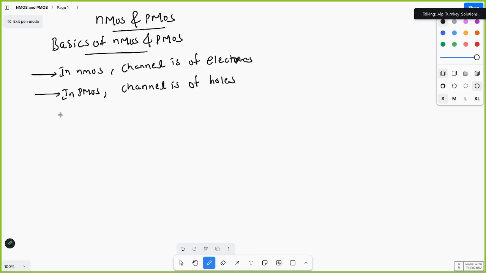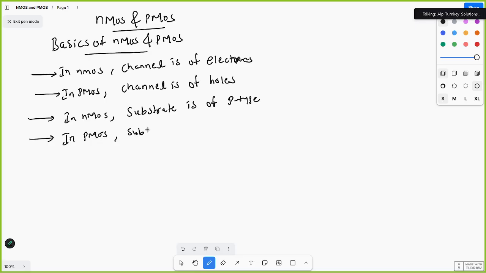And in NMOS, what substrate do you have? P-type. Substrate is nothing but lightly doped P-type material. In PMOS, the substrate is of N-type.